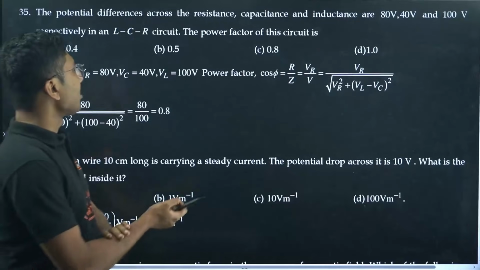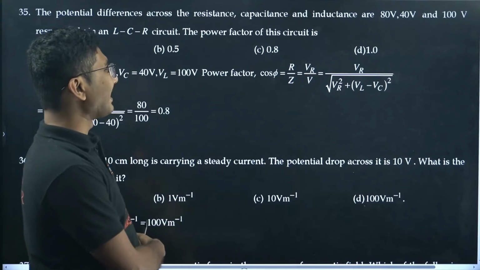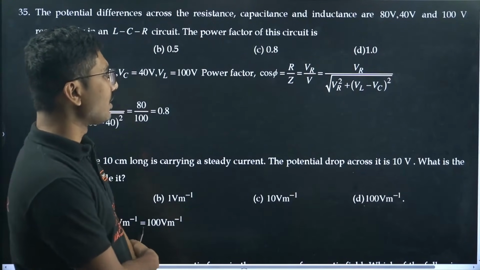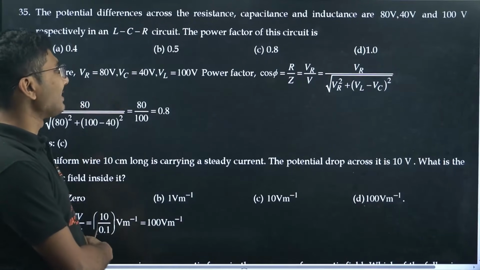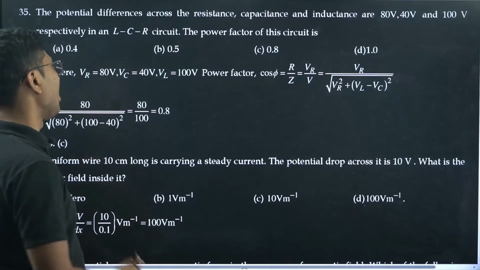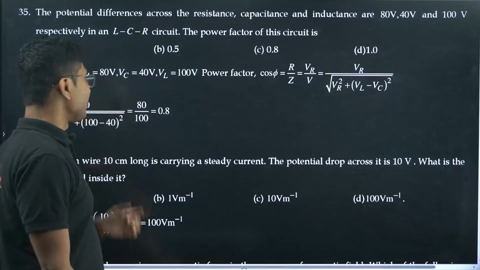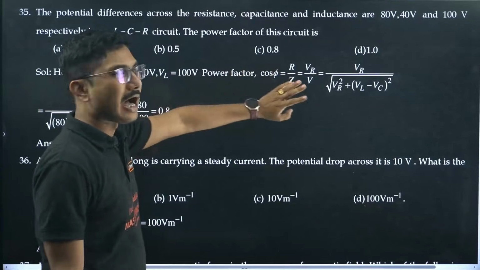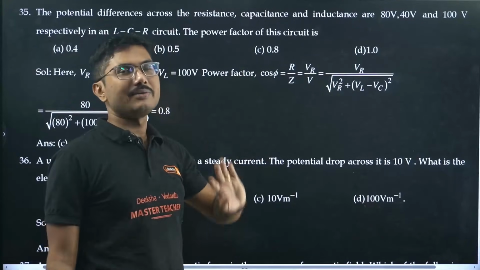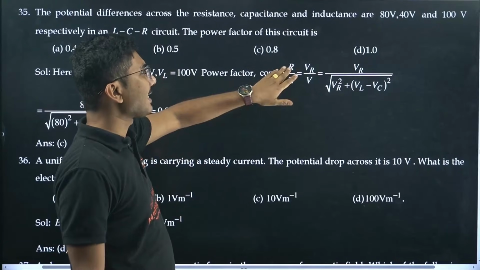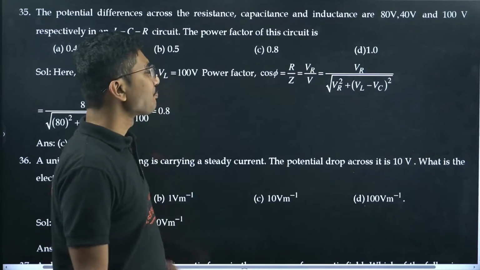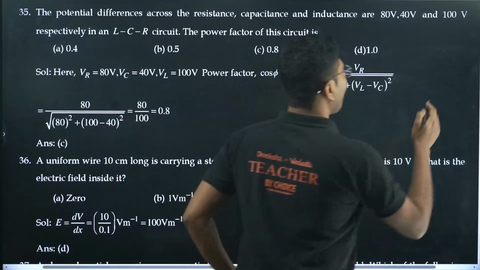Potential difference across the resistance, capacitance and inductance are 80 volt, 40 volt and 100 volt respectively in an LCR circuit. The power factor of the circuit. Now how to calculate power factor? So here obviously power factor is R by Z. Neither R is given nor Z is given. So how to calculate that? So R can be replaced by VR. Why? If you remember, what is VR?